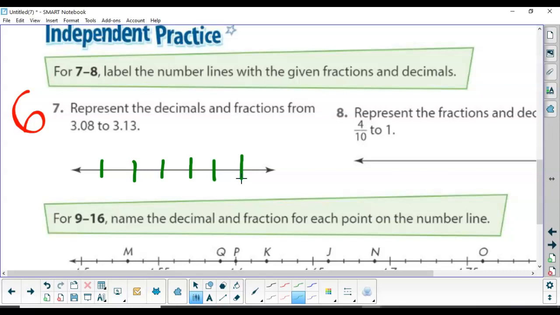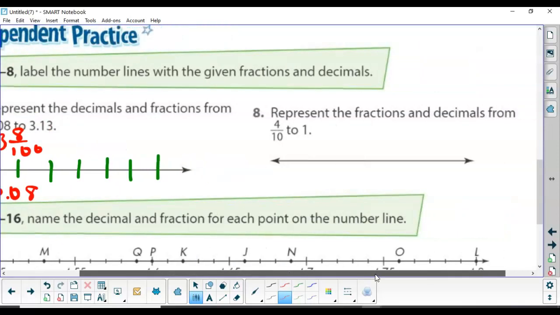All right, so the first on our number line is going to be 3 and 800ths. And then you're also going to do 3 and 800ths. You're going to continue and finish the rest of the number line through 3 and 1300ths.